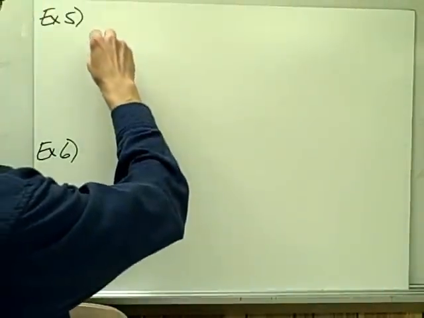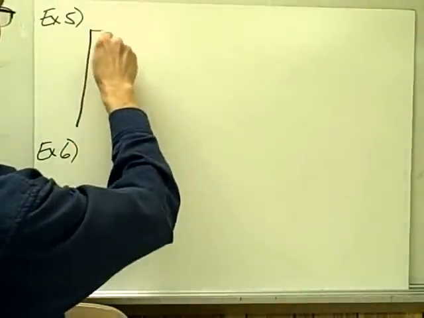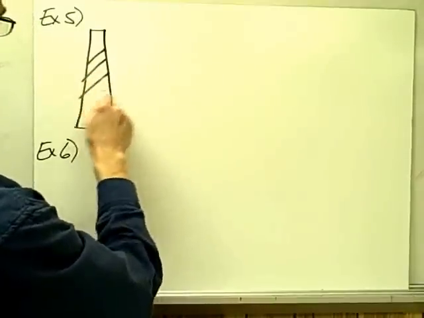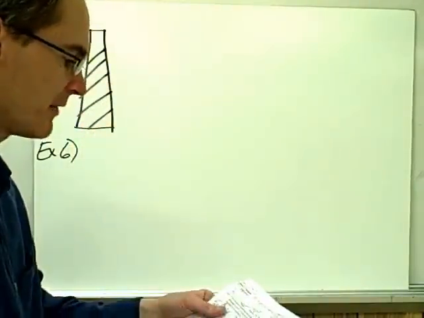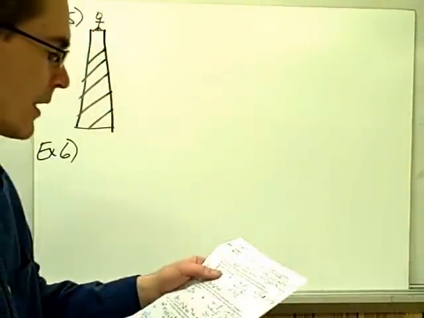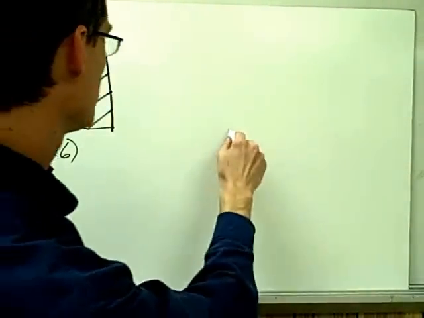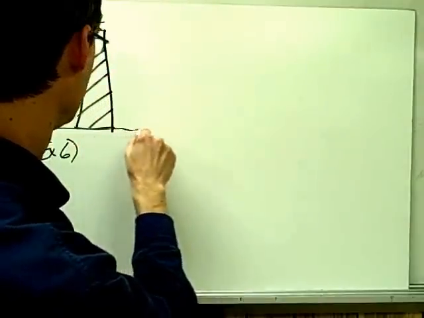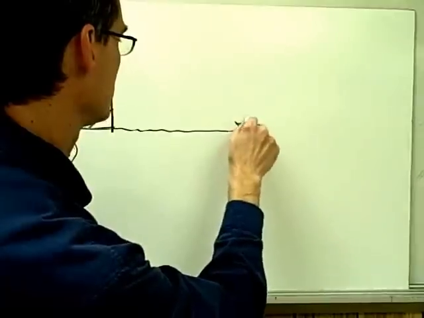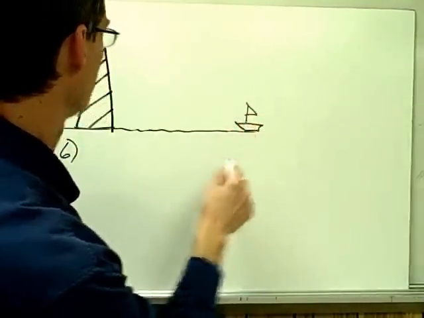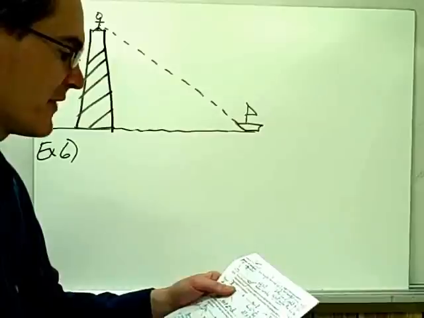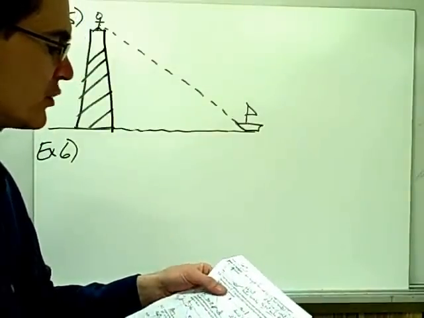Top of a lighthouse. Okay, so I need a lighthouse. Here's my lighthouse. From the top of a lighthouse, an observer notices a boat. So let's say here's the ocean out here, and here's the boat on the ocean. An observer notices a boat and finds the angle of depression to be 12 degrees.